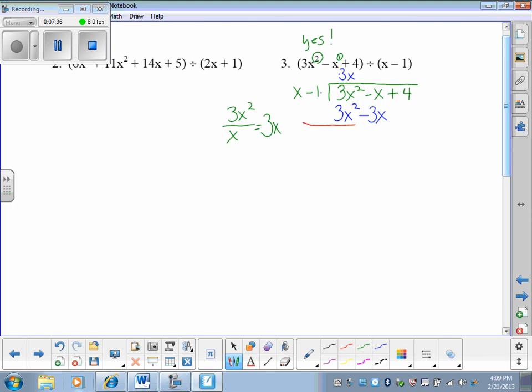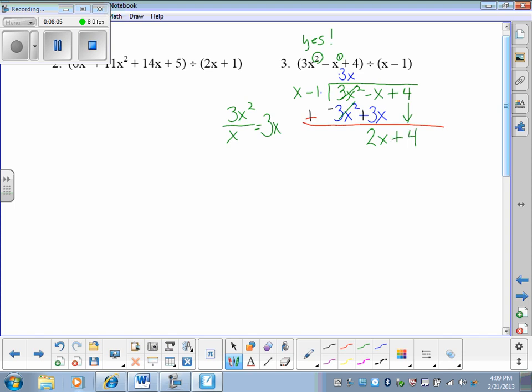We are going to subtract here. So again, if I were you, go through and change this to addition and change the sign of everything that's here. That way you don't have to worry about missing a sign along the way. These cancel, and you get negative x plus a positive 3x gives me a positive 2x. And then I bring down the rest of the polynomial.